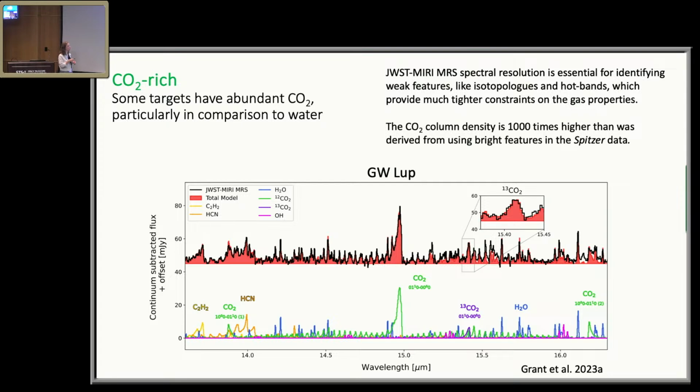And so, for instance, in GW Lup, we're finding a CO2 column density 1,000 times greater than what was seen in Spitzer when you just use the bright Q branch here. Well, it was all that was observed in Spitzer.